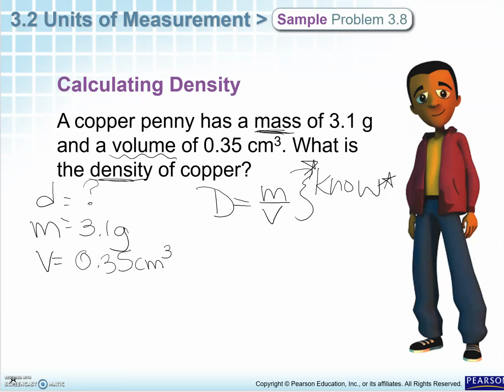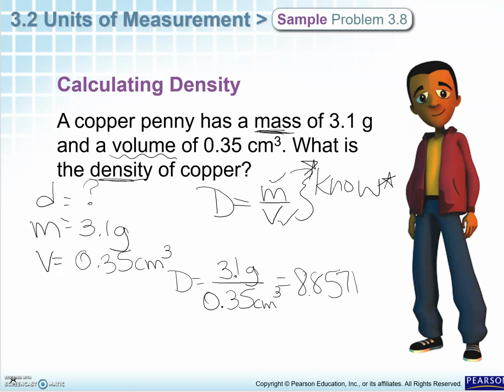Okay, so do we have the mass? Check. Do we have the volume? Check. Let's plug in those values. So density is going to equal 3.1 grams divided by 0.35 centimeters cubed. When I plug those numbers into my calculator, I get this nice long number here. I didn't even write all of it out.